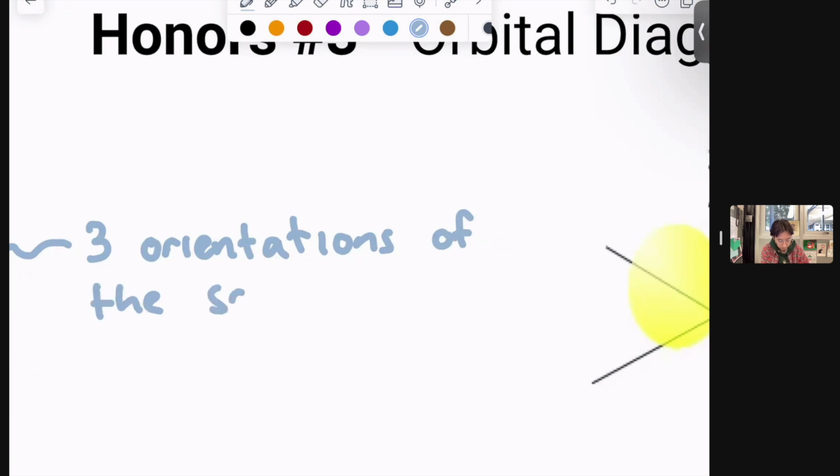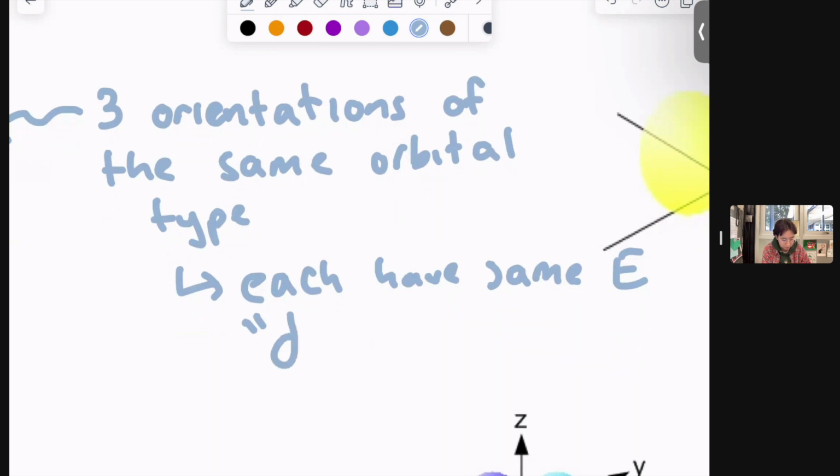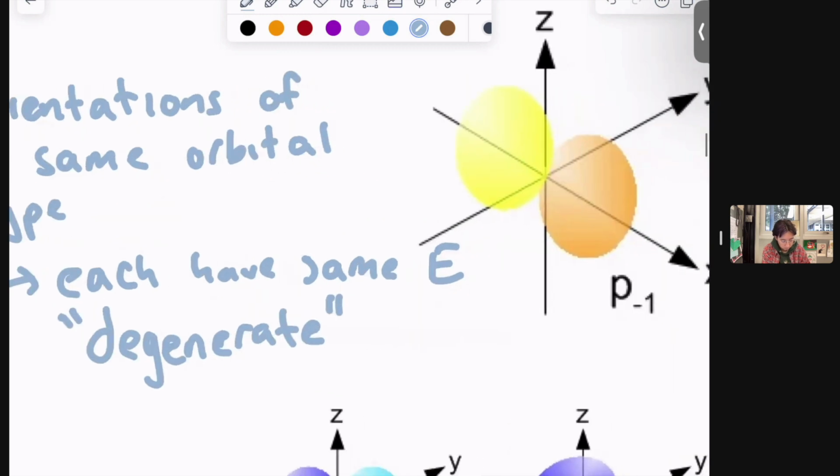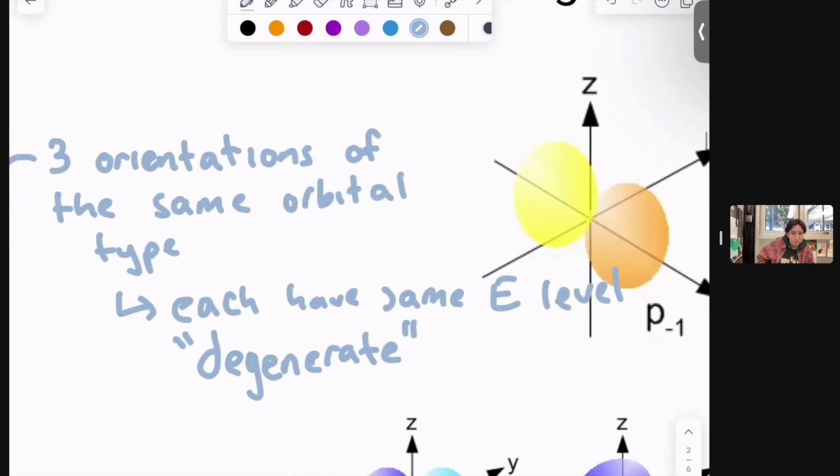The same orbital type. They're all going to have the same energy. The special word, I'm not going to use this really in honors, but if you're curious, it's called degenerate. So that's just like a chem word. If something has the same energy level, they're called degenerate orbitals. So for P, there are 3 different degenerate P orbitals.